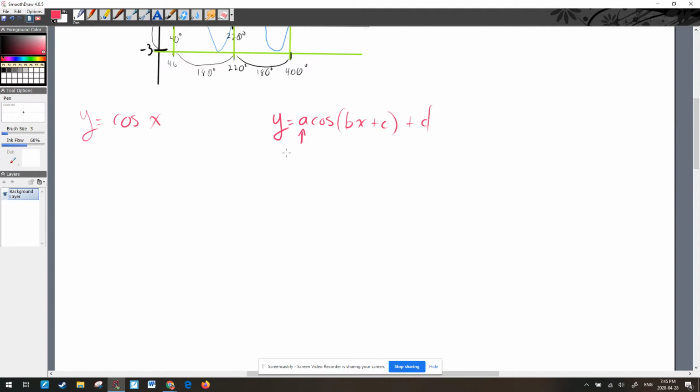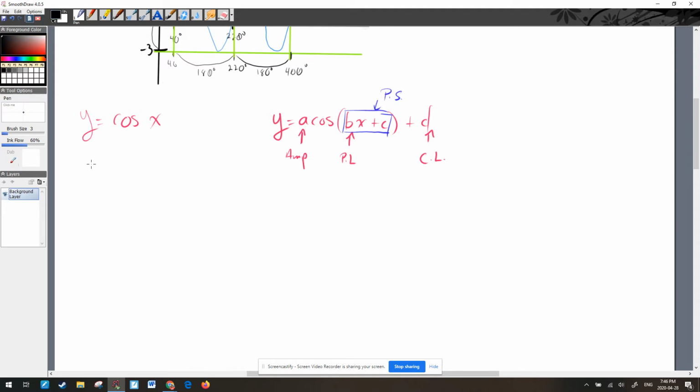A is still the amplitude. B still impacts the period length. D is still the center line. And the whole bracket part is still something we're going to calculate the exact same way. That's where we're going to get our phase shift from. Okay, so this is pretty much identical to sine. The difference is what the parent function looks like, what it looks like before any transformations have happened.